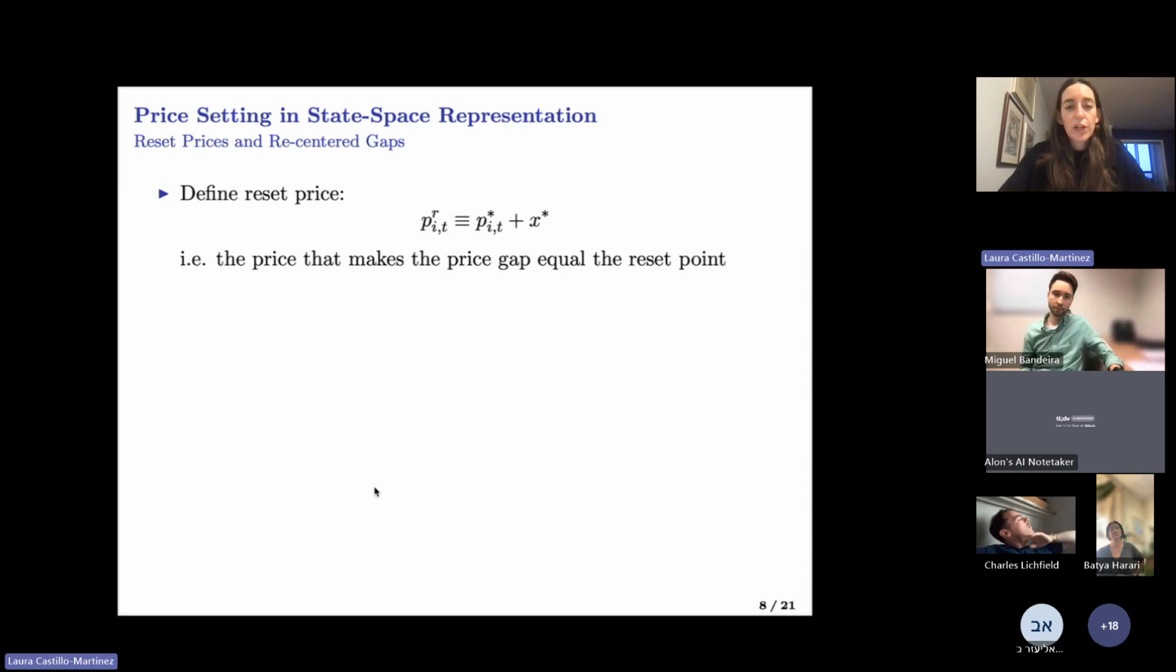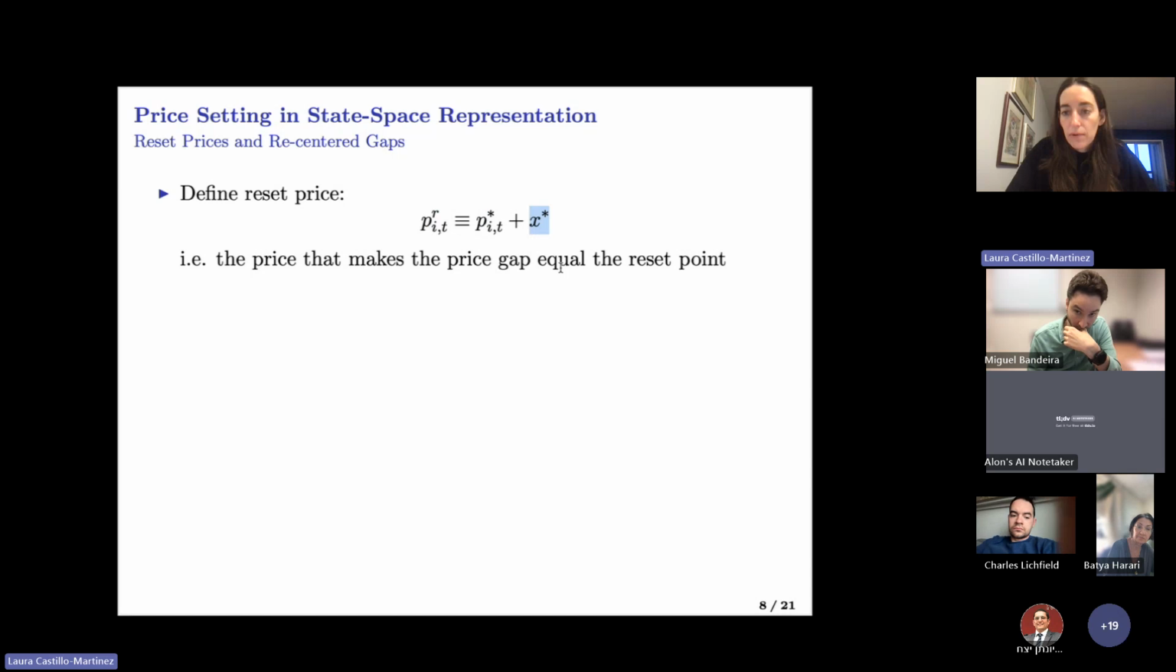So the first thing is we're going to be looking at not frictionless prices directly, but something I'm going to call the reset price. The reset price is defined as the price that's going to make the price gap equal to the reset point. Remember that when I was defining the SS rule, I'm defining the SS rule in terms of the price gap. And in the event there's adjustment of prices, the price gap is equal to some X star point. So then this reset price is simply my frictionless price plus the reset point.